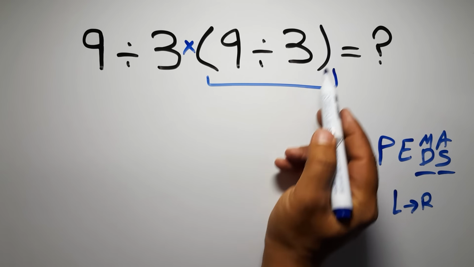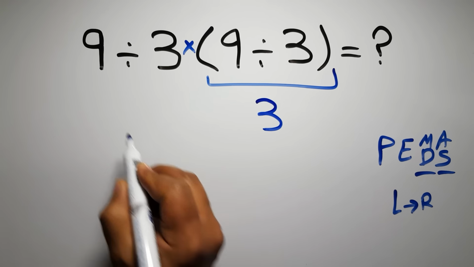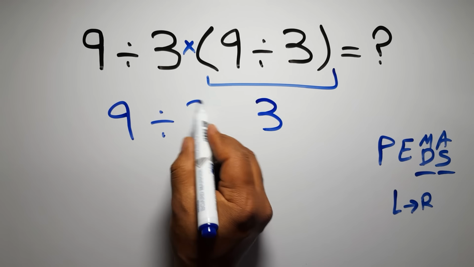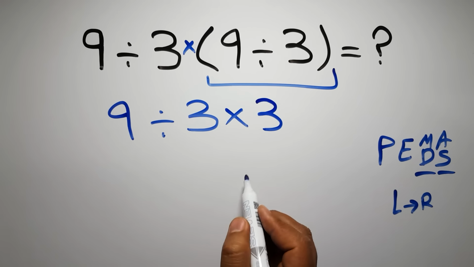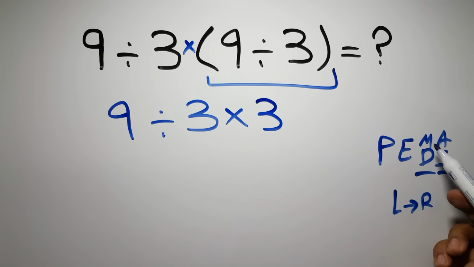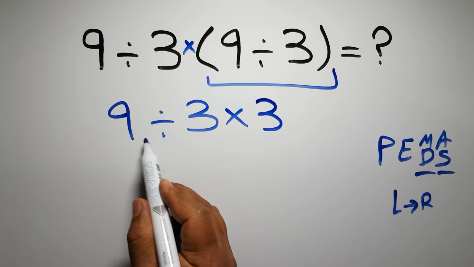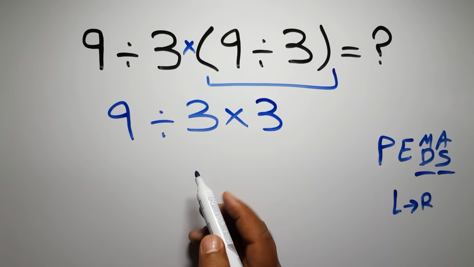So first this parenthesis, 9 divided by 3 gives us 3. So 9 divided by 3 times 3. Now we have one division and one multiplication. As I said, multiplication and division have equal priority and we have to work from left to right. So here first we have to do this division, then this multiplication.